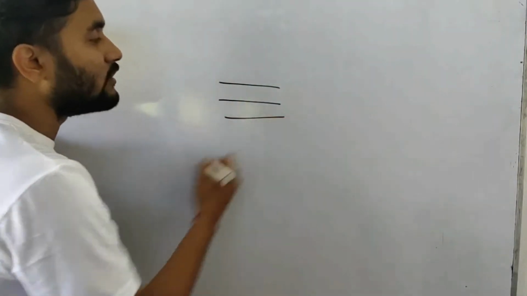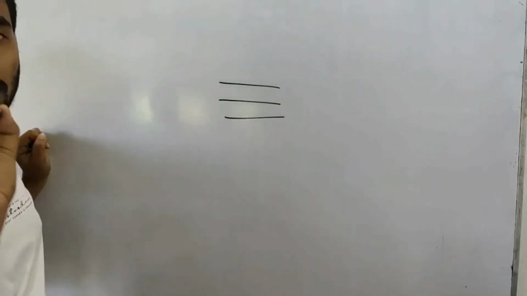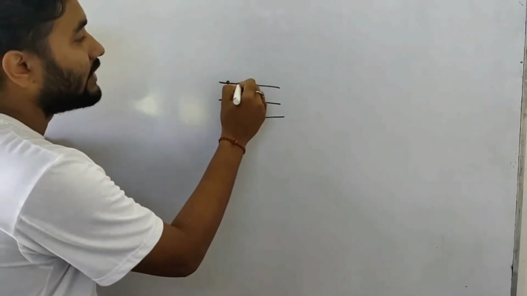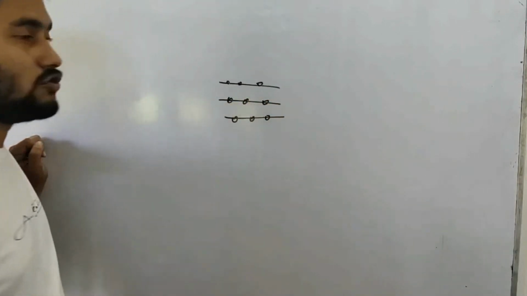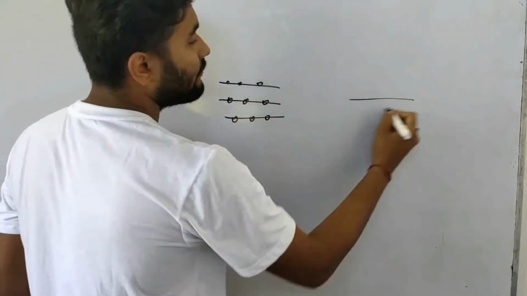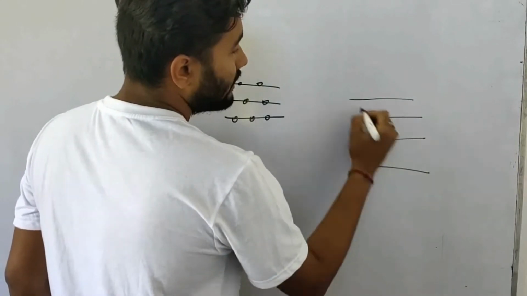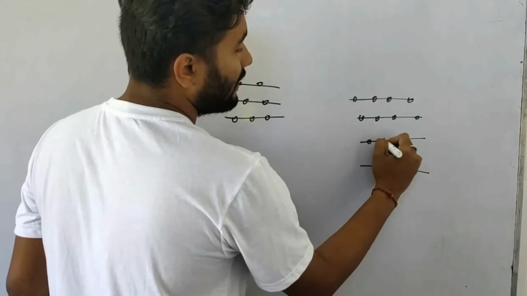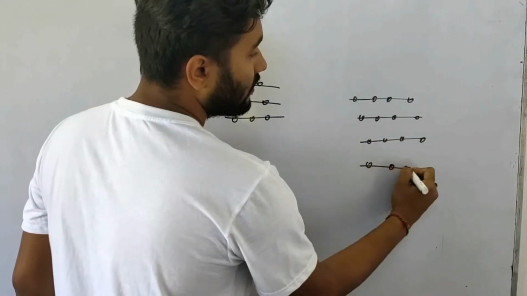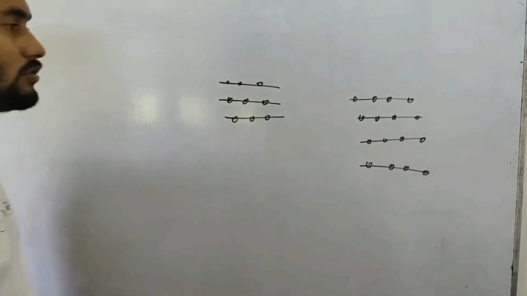If there are 3 rows, then how many plants should there be? 3 plants in each row. If there are 4 rows, then in each row there should be how many plants? 4 plants. Sapling is not a tree actually; it will be plants only, small plants.